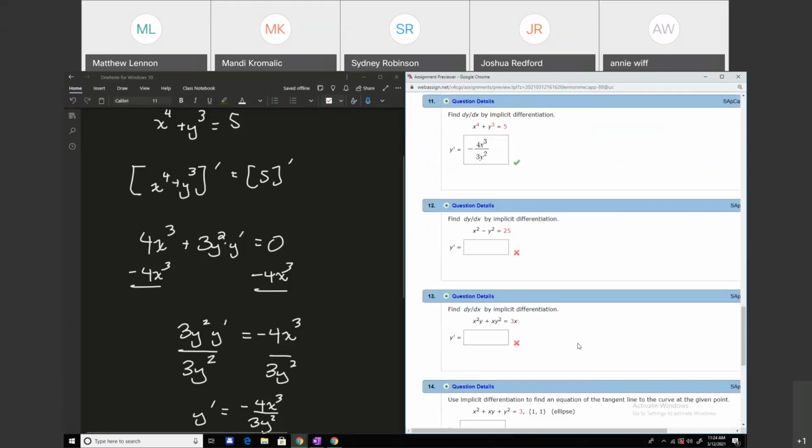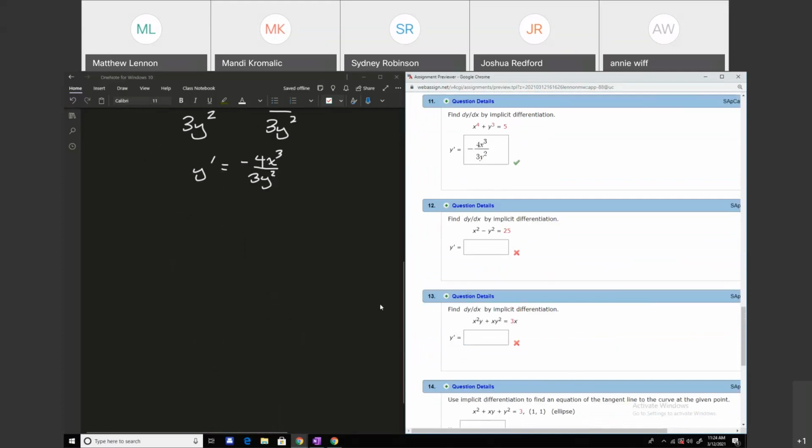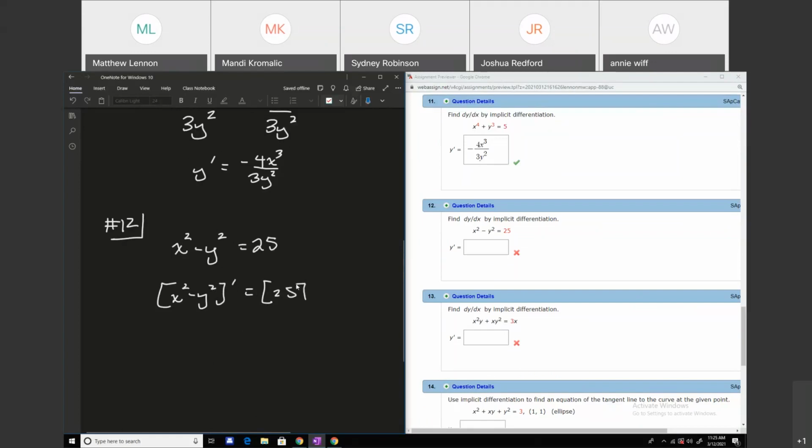So all set on number 11. Let's go ahead and move on to number 12. Won't be much different, I don't think. No factoring or anything difficult, just some basic derivatives. They don't start getting interesting until number 13. So differentiate both sides. Again, the right-hand side is just going to be 0 because the derivative of a constant on its own is 0. So the left will have 2x minus 2y times y prime, and that'll equal 0.